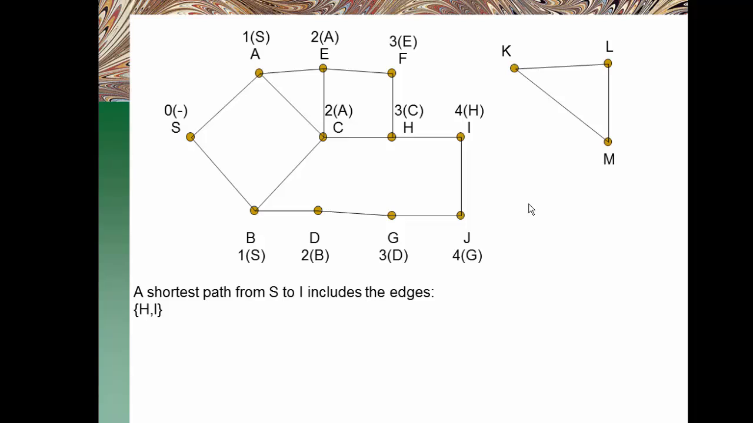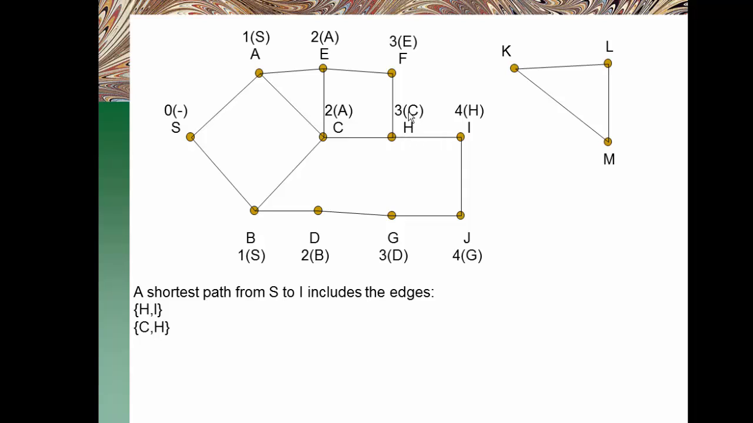Now let's take a look at the labels, and we can find the shortest path from the initial vertex S to all the other vertices by just looking at the labels. So to find the shortest path from S to I, we go to vertex I and look at the labels. The labels will tell us where to go. We go backwards until we reach the starting vertex. Vertex I has the label 4H. That means we're going to select vertex H. We have vertex I and H.